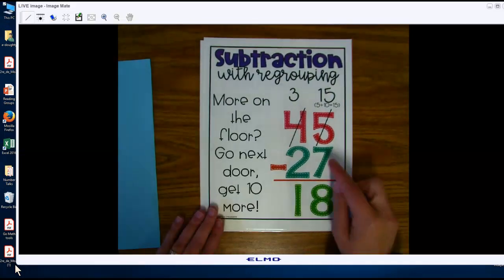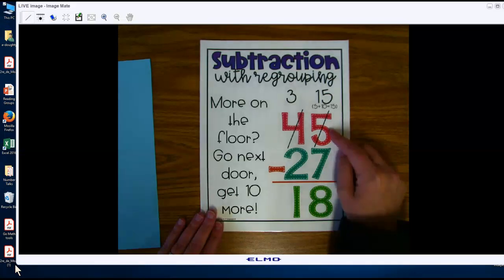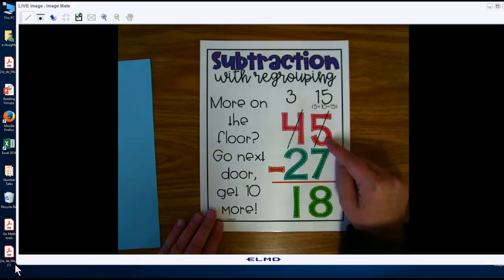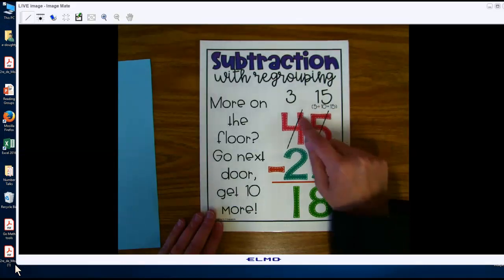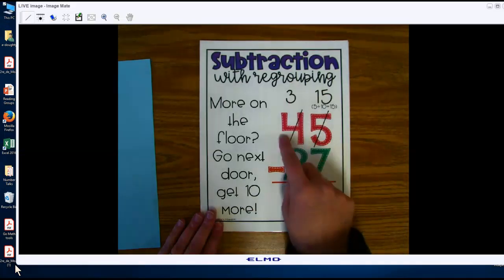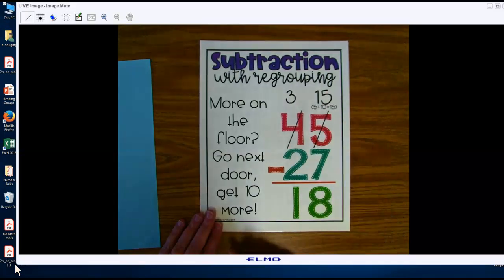However, if there's more on the floor in the ones, the bottom number is bigger than the top, we cannot take away that number. So 5, we cannot take 7 away from 5. So then we need to regroup. We're going to add a 10 to the 5. 5 plus 10 is 15. And we just borrowed one of these next door, so that's going to make that 3. So we just took one of the 10s and moved it over to the 1s.